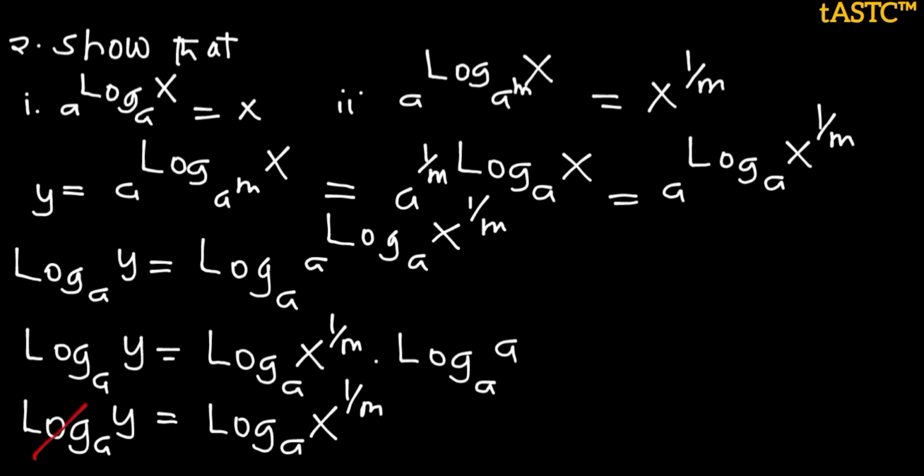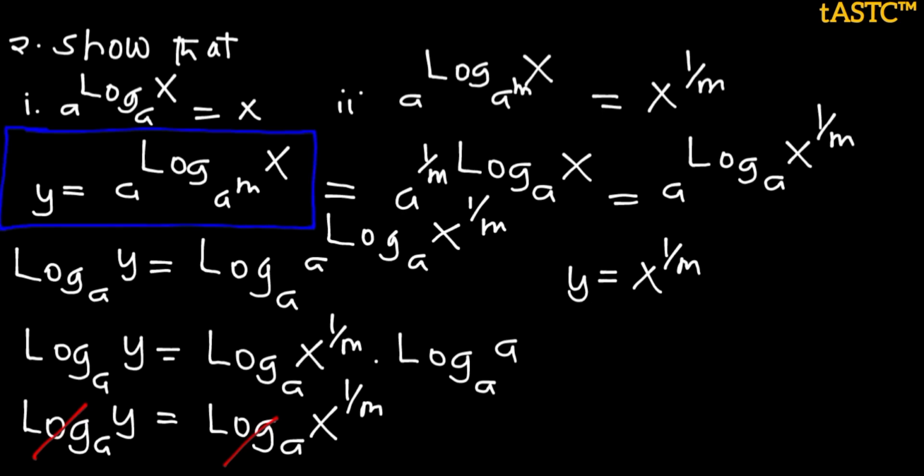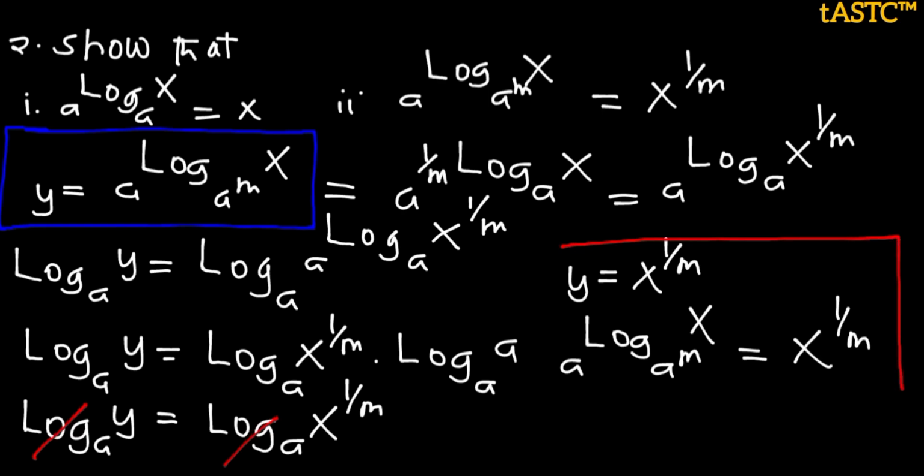Now obviously these are going to get cancelled, and then you're going to have y is equal to x to the 1 over m. Now we already know what y was set to be. We designated y as this stuff, so we're just going to change the y to the original form of it. So this is going to be a to the power of log to the base a of m of x, and all this is equal to x to the 1 over m. Now this is actually the extrapolation. So this is basically how to work the derivation of the second one.